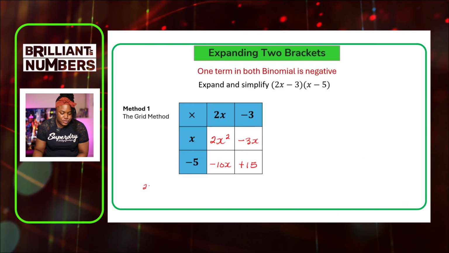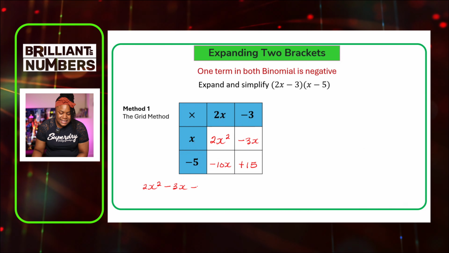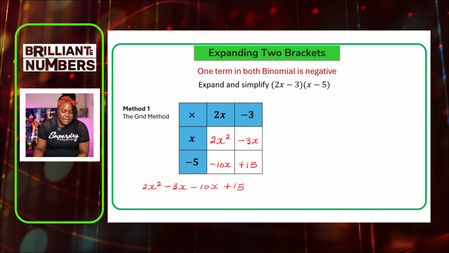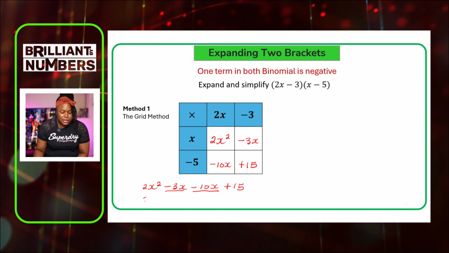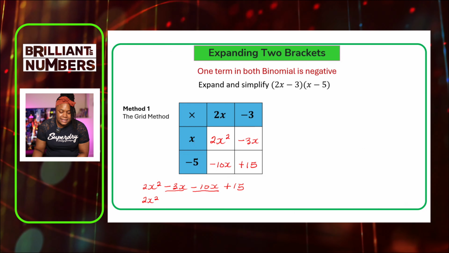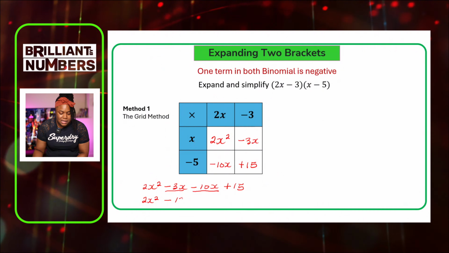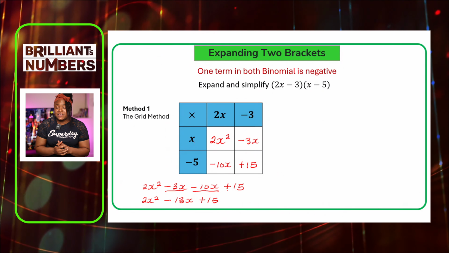Step 2. So I've got 2x squared minus 3x minus 10x and positive 15. Again, only my b term, which is the ones in the middle, are like terms. So I keep my 2x squared, minus 3x and minus 10x gives me minus 13x, and my constant is positive 15. So that is how I expand my binomials, 2 brackets, and collect my like terms.